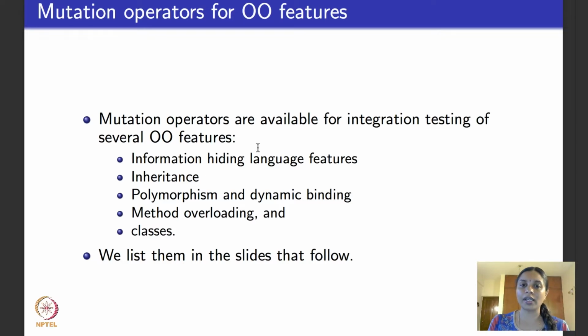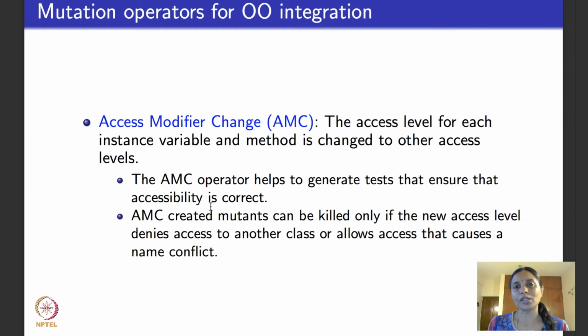So we'll see information hiding related features. We'll see inheritance related mutation operators. We'll see mutation operators related to polymorphism, dynamic binding, method overloading, and classes. In the slides that follow, I'll be listing about 20 different mutation operators. All of them are meant for testing integration of object-oriented programs. For each of these operators, I'll tell you what it does, and wherever applicable, I'll also give you one instance of the kind of error that it could be useful to detect while doing design integration.